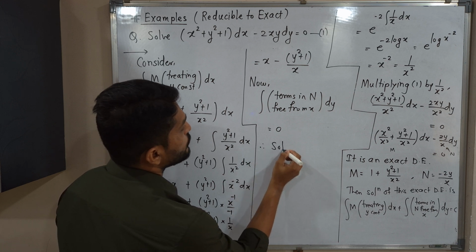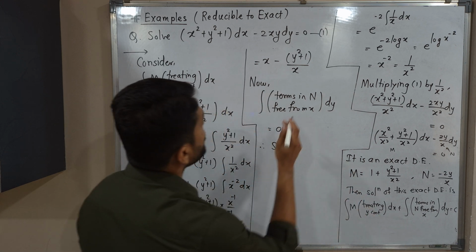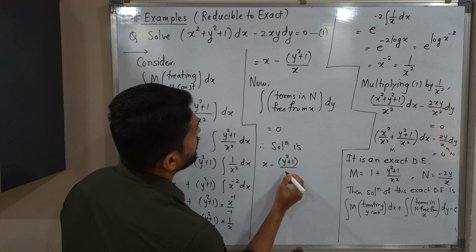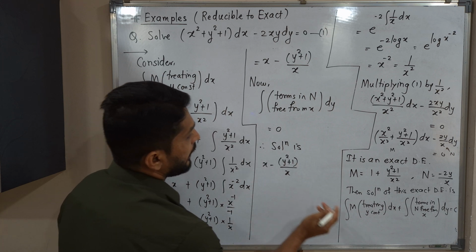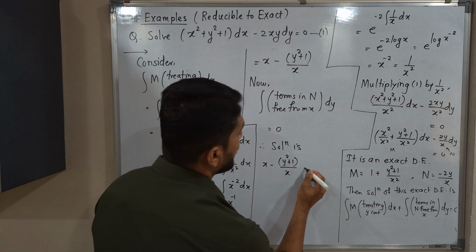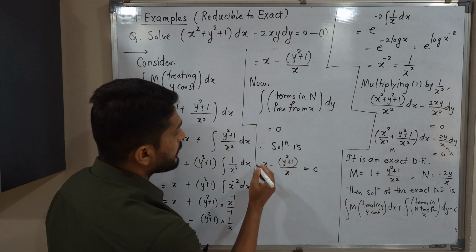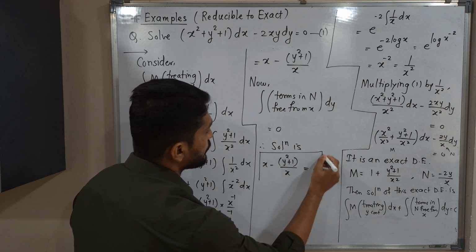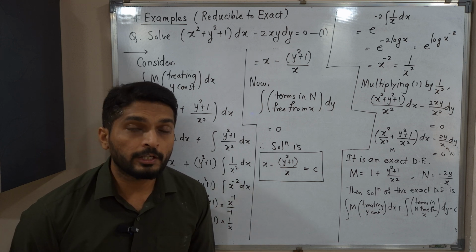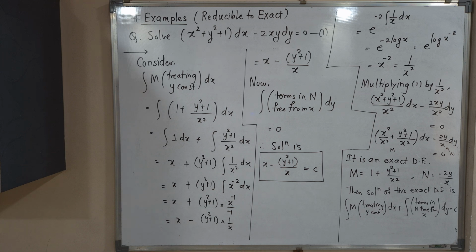So this is the solution. The value of the first integration we have got is x minus y square plus 1 by x, and the value of the second integration is 0, so no need to add, is equal to c. This is the required answer. In this way we solved this non-exact differential equation. Initially it was non-exact. By multiplying the integrating factor we converted it into exact and found its answer. Make a screenshot of it, then we will stop.